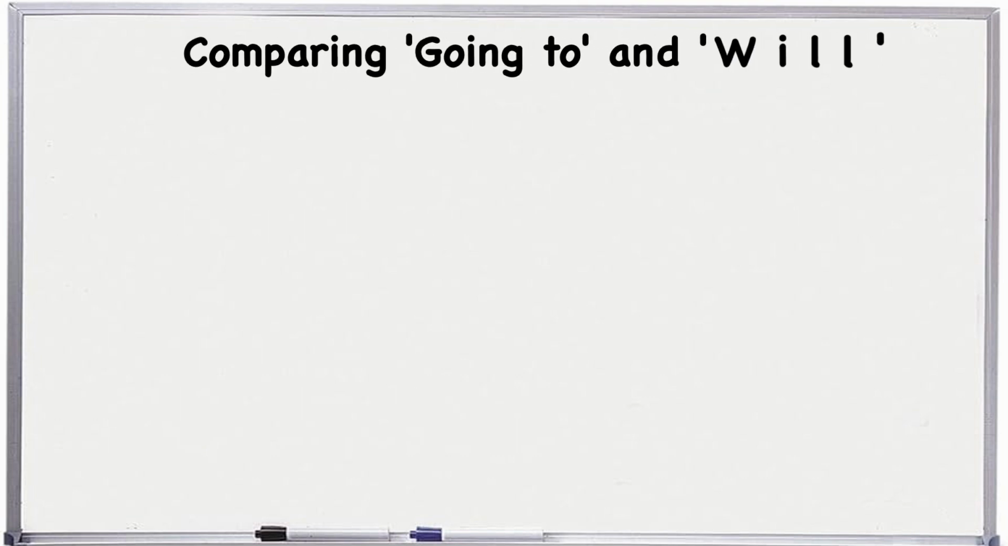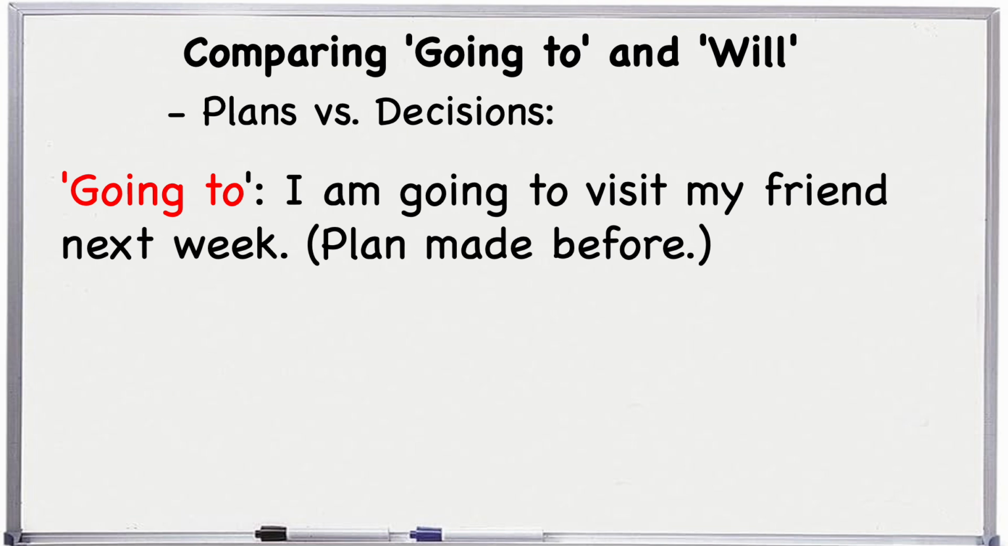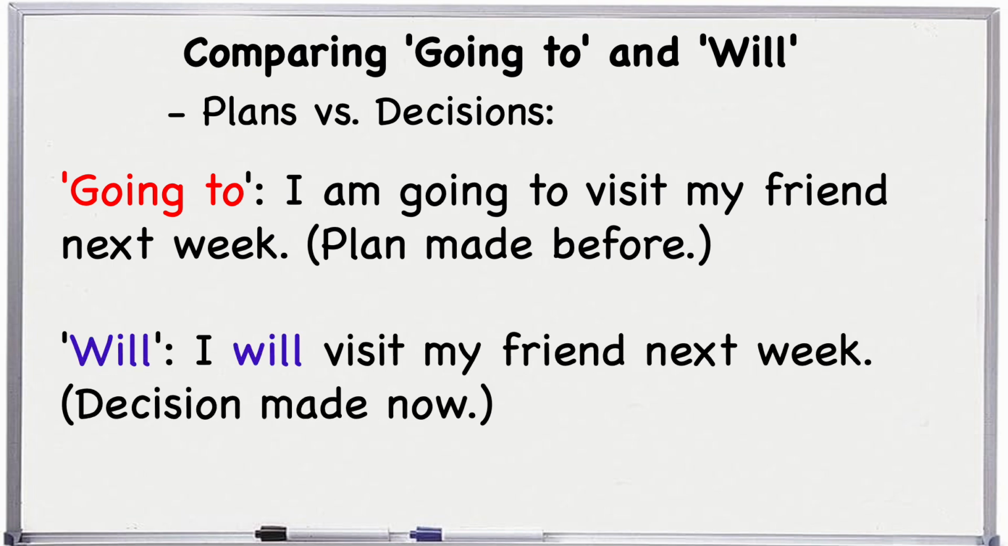So let's compare going to and will. The first thing we look at is plans versus decisions. So going to, we'd say, I am going to visit my friend next week. This is a plan we've made before. Will, I will visit my friend next week. This is a decision we made just now.